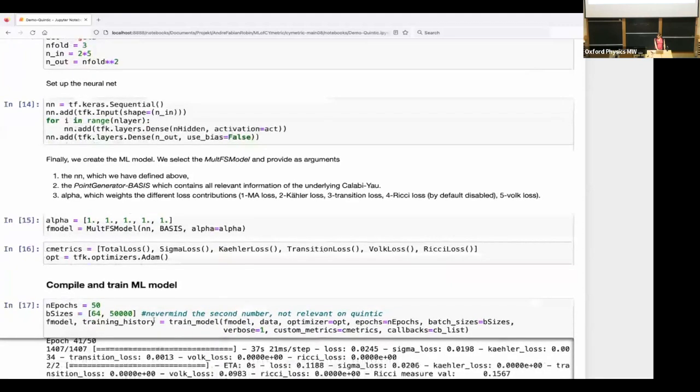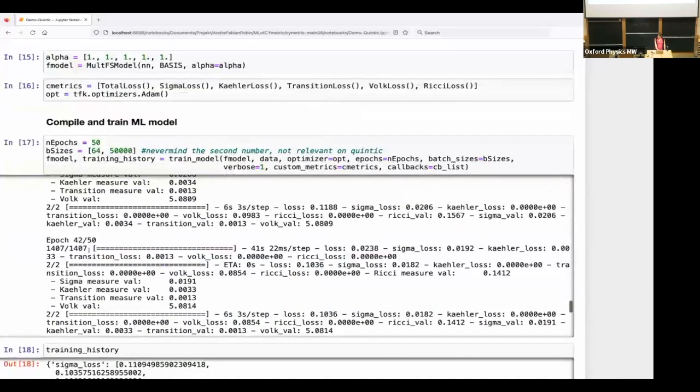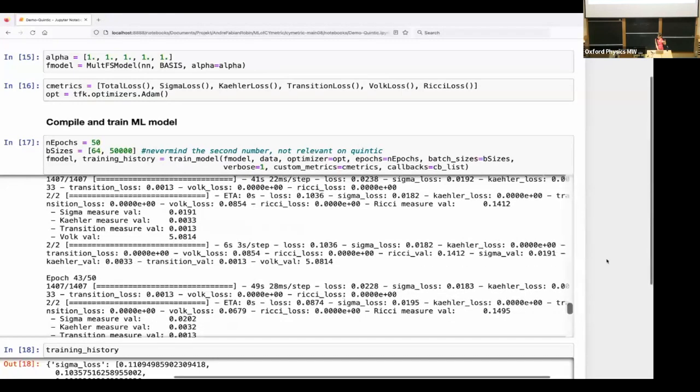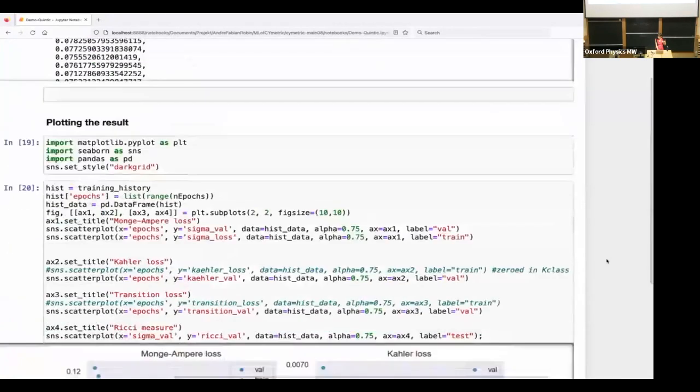And then you train this, and you choose how long you want to train it for. So 1 epoch corresponds to running over all the mini batches, and also a second part of the training loop, which has to do with preserving the Kähler class, which I will come back to. And then we can look at the results here.